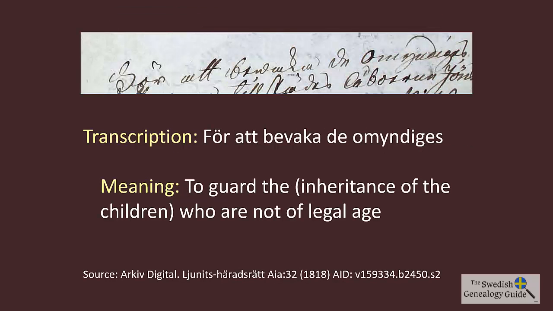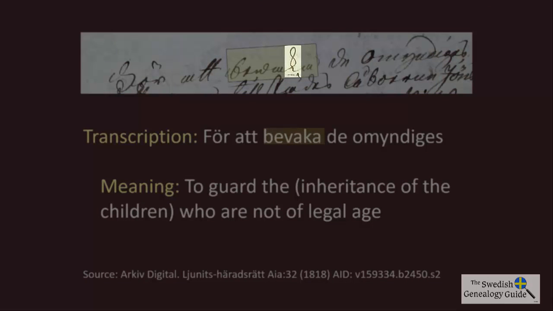This is another example from a probate record. The phrase here is för att bevaka de omyndiges, referring to guard the inheritance of the children who are not of legal age. We have the F, Ö, R, and then we have A, which is not closed at the top, T, T, B, lowercase e, V, A, K, A. Now, this example of a lowercase k is very typical.